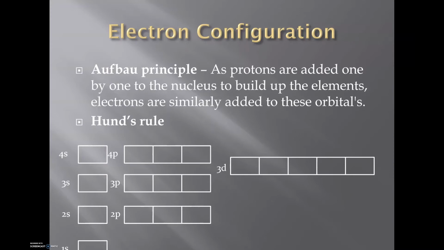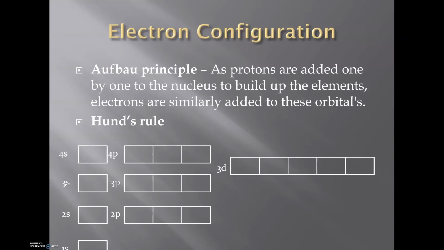Aufbau's principle states that as the protons are added into a nucleus, the elements are going to also have to add in electrons in a similar fashion, so that way they counterbalance themselves. So as you add a +1 charge to the nucleus, you have to add a -1 charge into the electron cloud. And so that's a normal fashion that we observe on the periodic table.